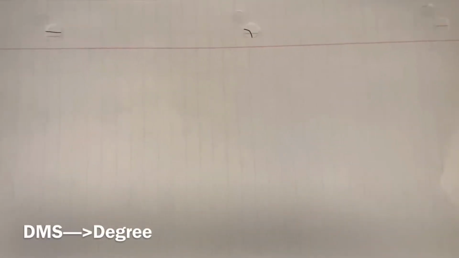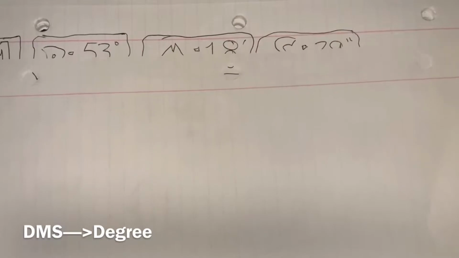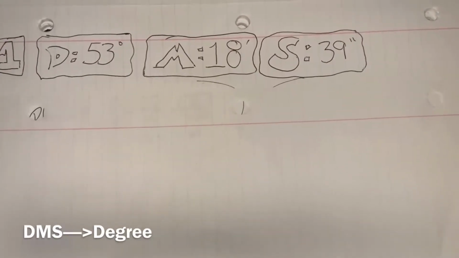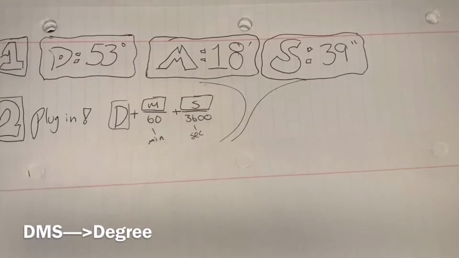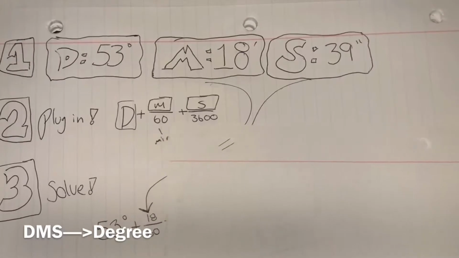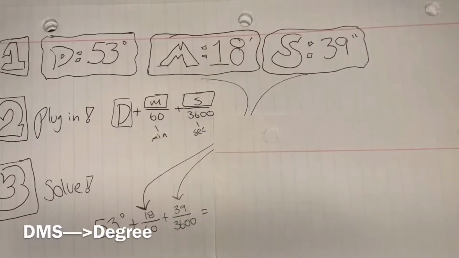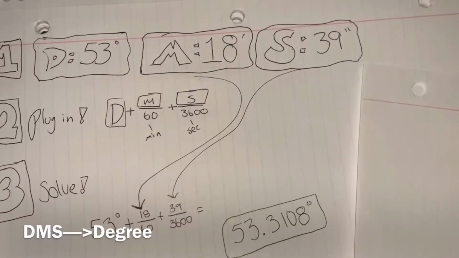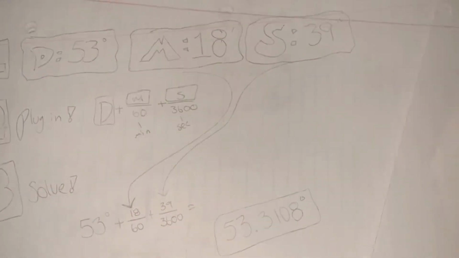Converting DMS to degrees is very simple. First you have to start off with your three numbers, 53 degrees, 18 minutes, and 39 seconds. Then we get our formula, which is already self-explanatory because you already have your spots to plug in the numbers. And you want to plug these numbers into your calculator, and this is where you get your answer.